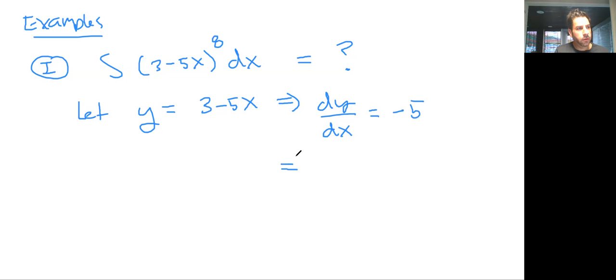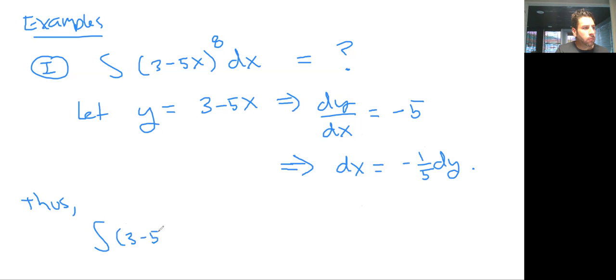But what we can do is use this notation with this idea of what is a differential. And in that sort of notation, we can treat this dy/dx as, we can pretend it's a fraction. And we can write dx as negative 1/5 dy. And then the original integral is reduced to y to the 8th dy, and then there's this negative 1/5, which we know we can write out front.